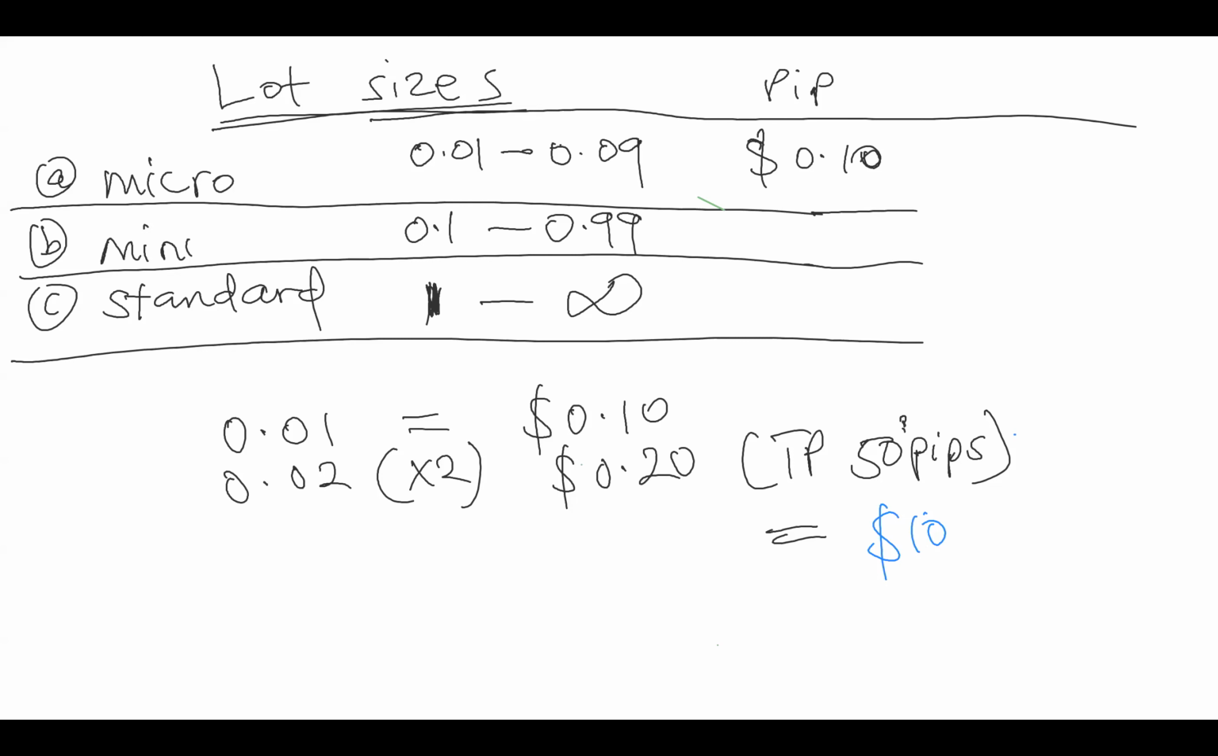So if you're using 0.09, just know that it's going to be times 9. So you're going to be making 90 cents per pip. So if your TP is also 50 pips, that means you'll be making $45. It's a simple calculation, very, very simple to understand.